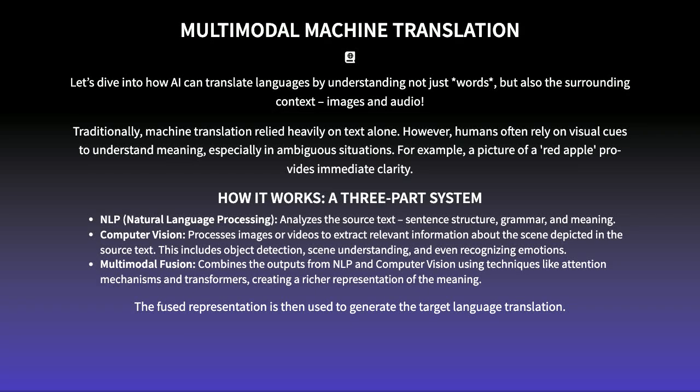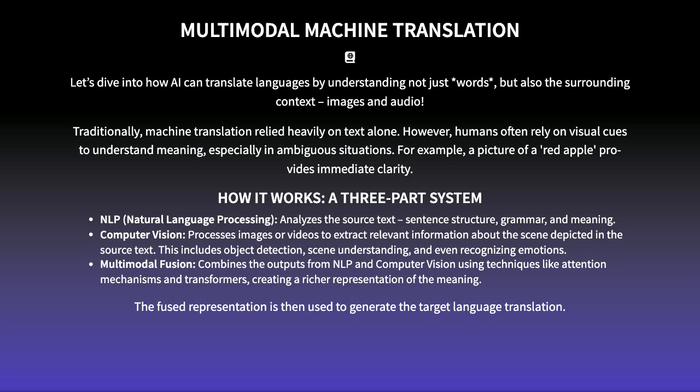Okay, so let's talk about translating languages using AI. Traditional machine translation really focused on just text, but humans use more than words. We look at pictures, we listen to voices. It gives us context that helps us understand what's going on. Multimodal machine translation is all about teaching AI to do the same thing. It's basically a three-step process.